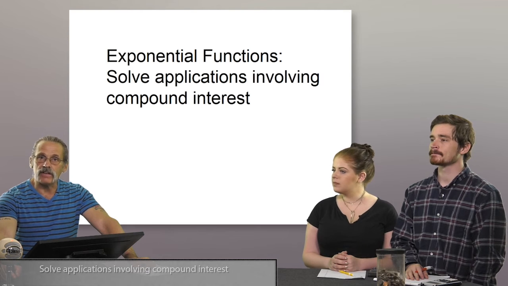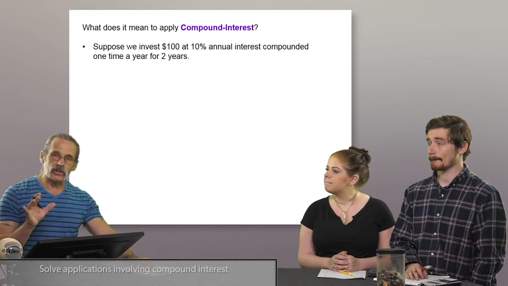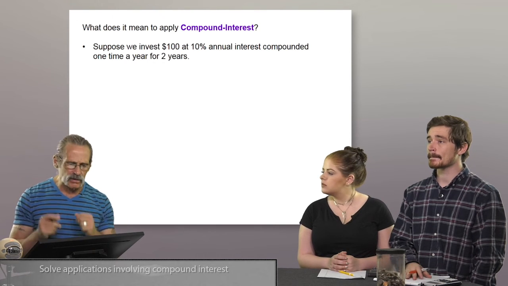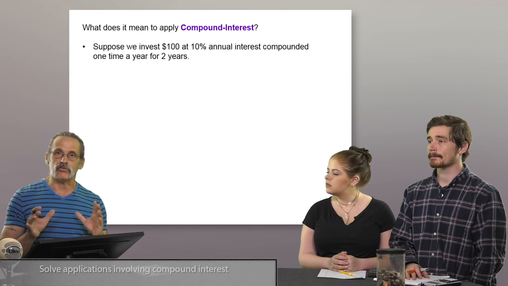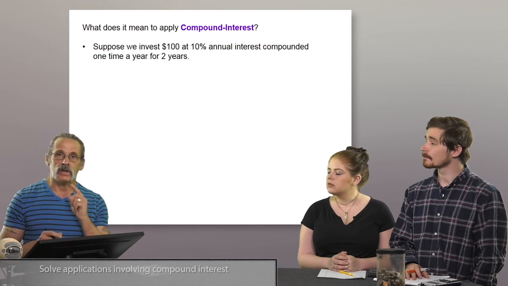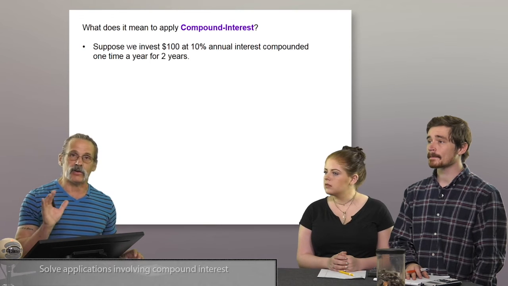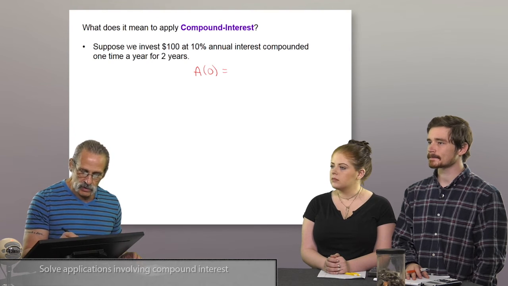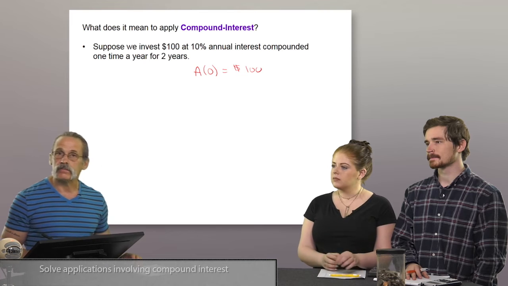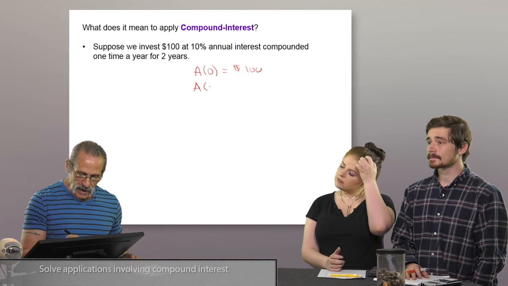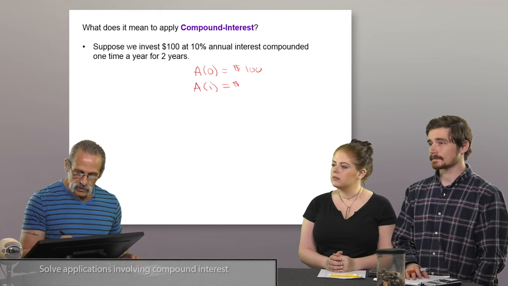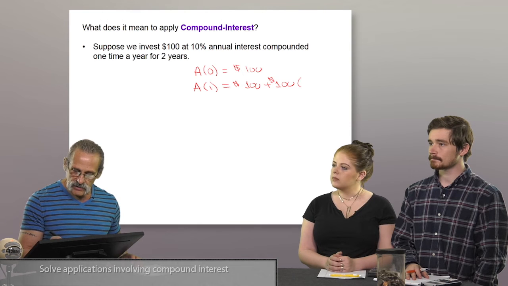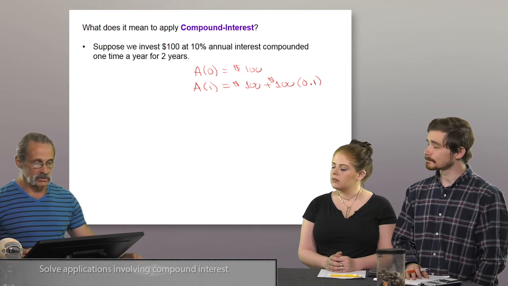Solve applications involving compound interest. I want to look at a problem so I can start to see a pattern to generate my compound interest formula. Suppose we want to invest $100 at 10% interest, compounded once a year for 2 years. What was my amount in year 0? That's $100. What is my amount in year 1? That's $100, but because we're compounding at the end of year 1, it would be plus 10% of $100. That makes sense.